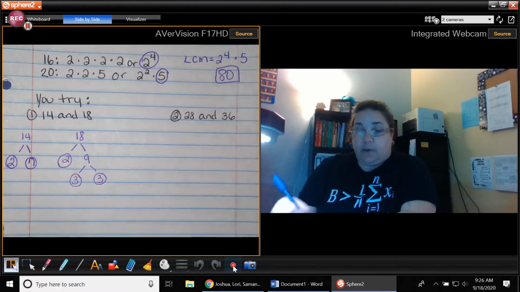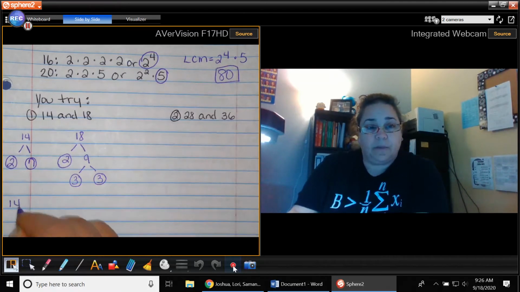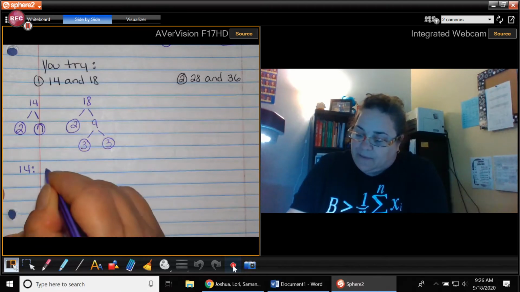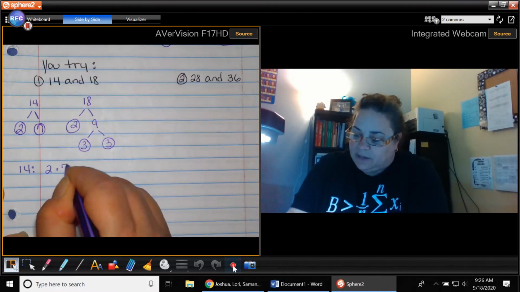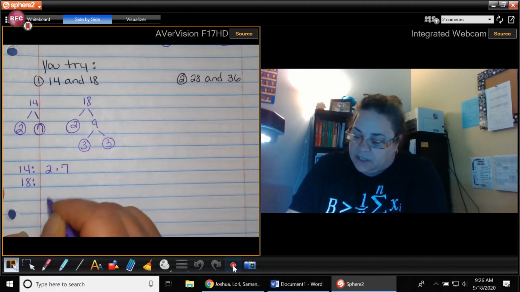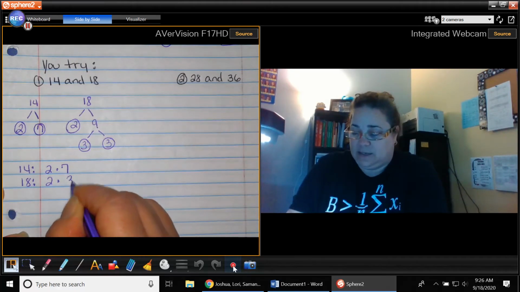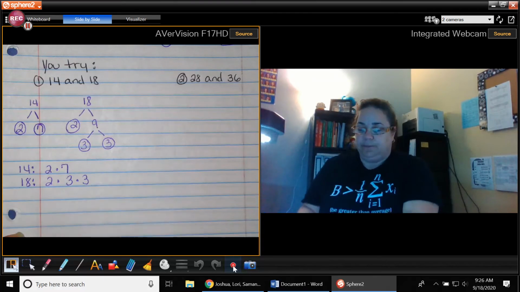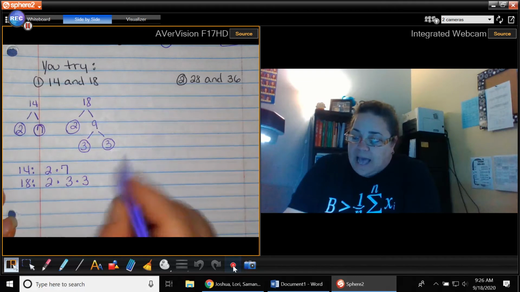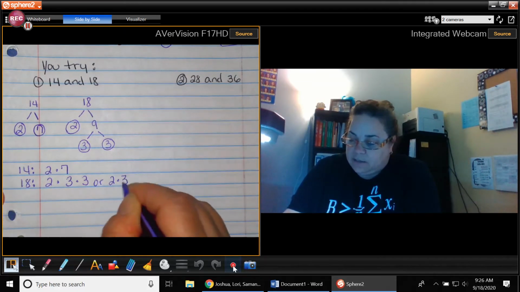Okay, so now let me write my prime factorization for both. 14, sorry, I'm going to move up a little bit. 14, my prime factorization is 2 times 7. For 18, my prime factorization is 2 times 3 times 3. Okay, and remember, I can write this one as 2 times 3 squared.